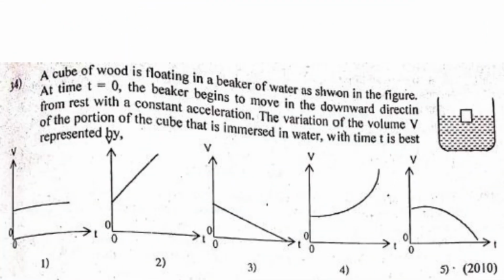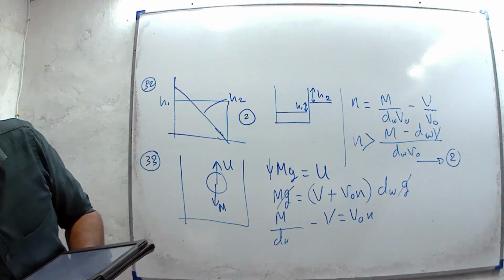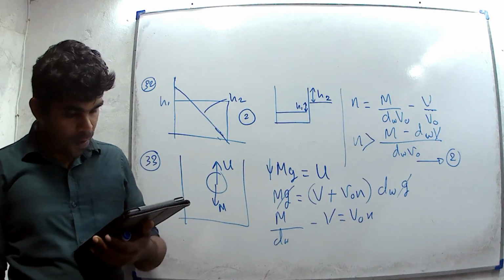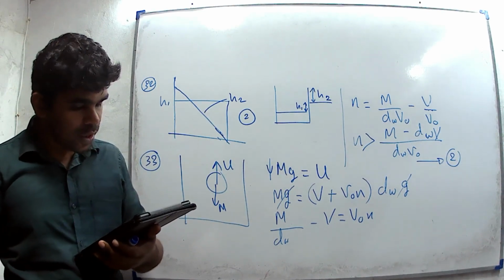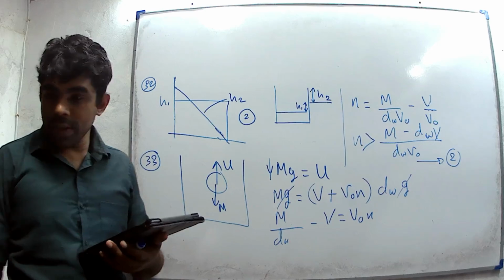Question number 34. A cube of wood is floating in a beaker of water as shown in the figure. At time t equals 0, the beaker begins to move in the downward direction from rest with constant acceleration. The variation of volume V of the portion of the cube that is immersed in water with time t is best represented by. Now we have to consider the variation of volume of the portion of the cube that is immersed in water.